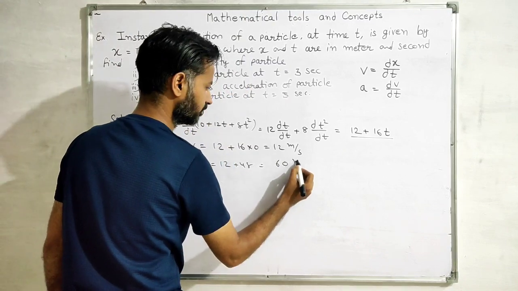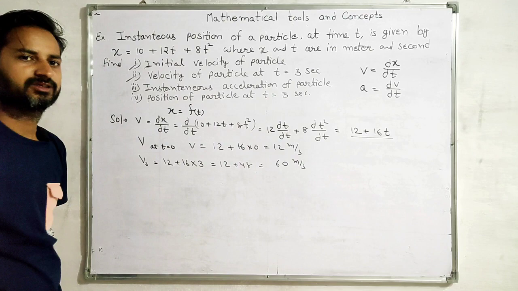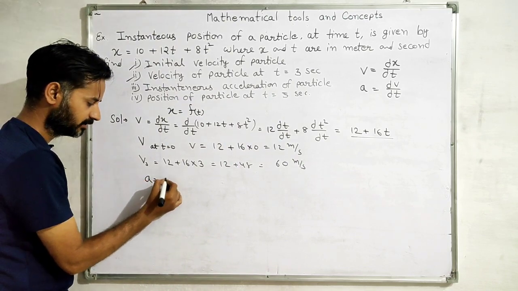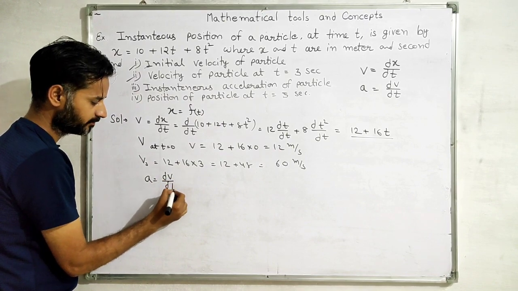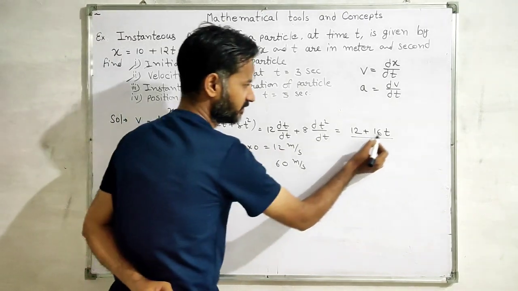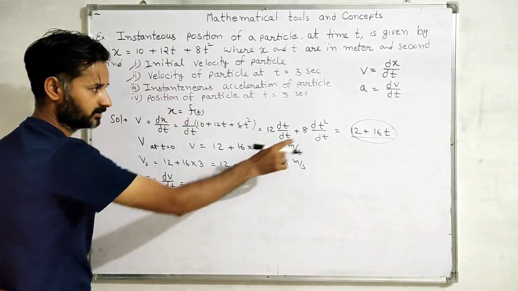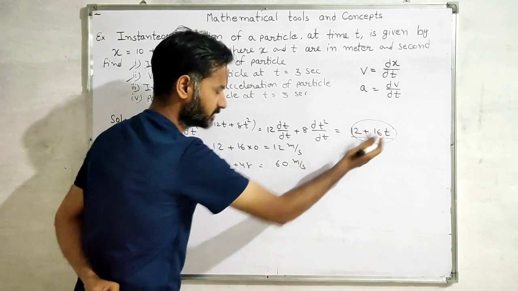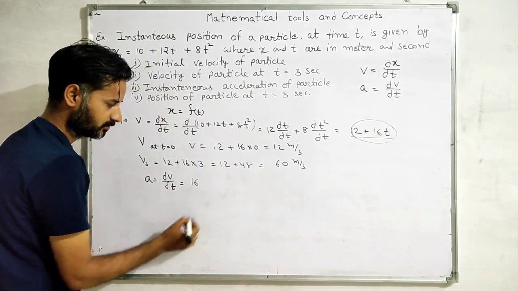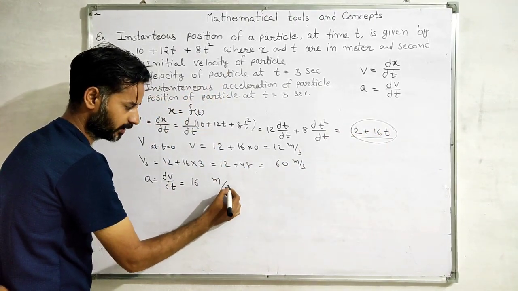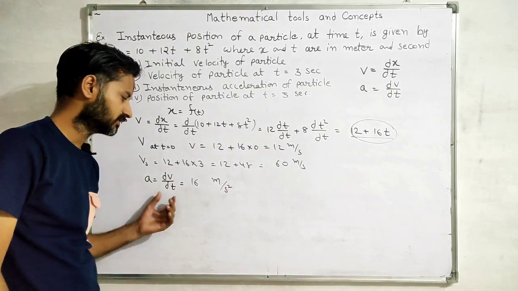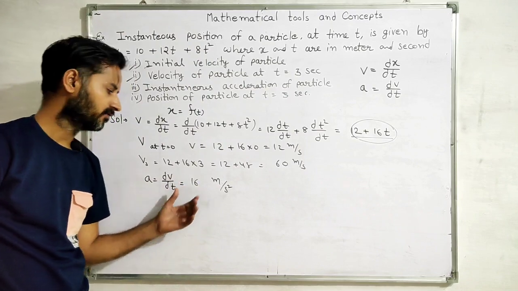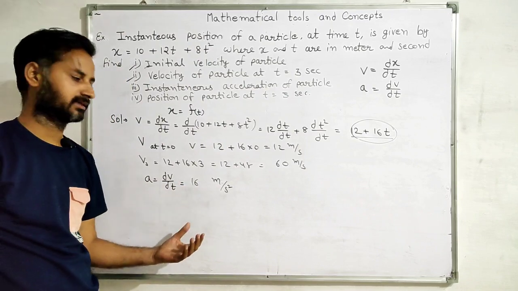60 meters per second. Now for the instantaneous acceleration of the particle, we will again differentiate, dv/dt. On differentiating this we get, the differentiation of 12 will be 0, and the differentiation of 16t will be 16 meters per second squared. So the acceleration does not depend on time, thus it has constant or uniform acceleration.